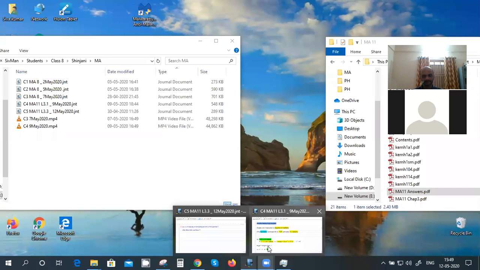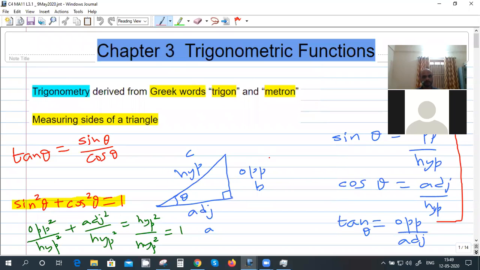Did last time? Shapes, how to find the sum of angles. This is what we did, right?